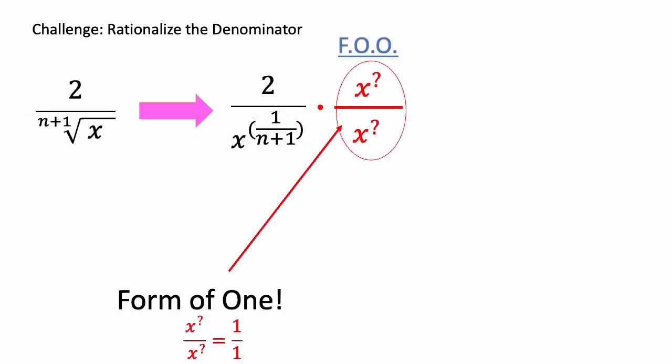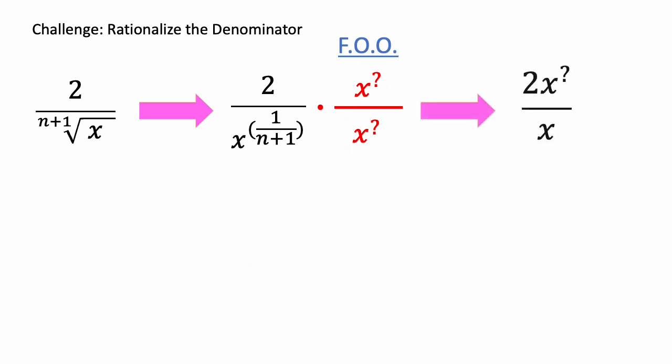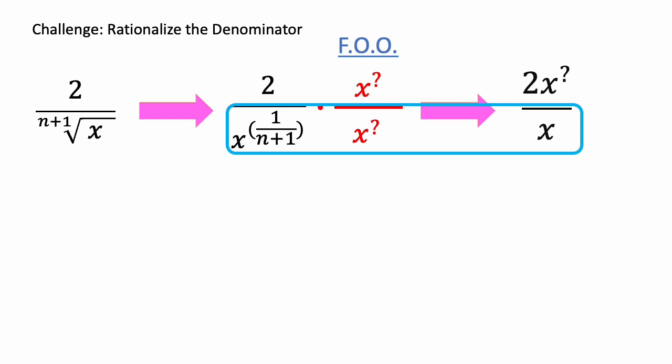Next, we're going to multiply by a form of 1. So we're going to multiply by x to the question mark over x to the question mark, some unknown. And that's going to be equivalent to multiplying by 1 and thus not changing our expression. And when we do this, our goal is to get 2 times x to the question mark coming from our numerator, all over x coming from our denominator. And thus our denominator will be rationalized, just x to the power of 1.